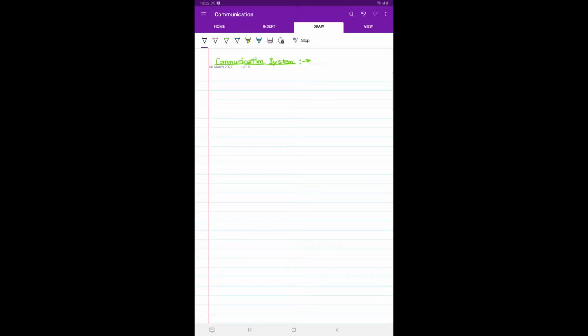Hello, so today we want to start the communication systems, and these communication systems are divided into two parts. One is analog, another is digital. And before going into the digital or analog communications, we first know what are the common terminology that will be used in analog or digital communications.